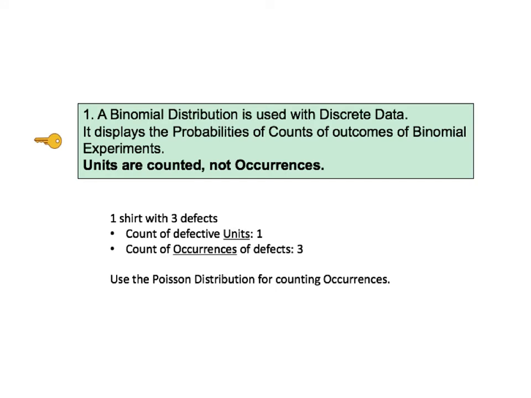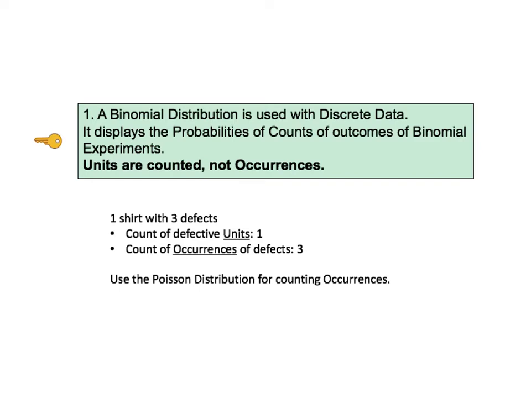KTU number 1 goes on to say, it displays the probability of counts of outcomes of binomial experiments. And finally, KTU number 1 says that units are counted, not occurrences. If we want to count occurrences, we would use the Poisson distribution instead. The binomial distribution is used for counts of units, such as the number of shirts manufactured that have defects. Units are different from occurrences. If a shirt, which is the unit, has 3 defects, we would add only 1 to the count of defective units, defective shirts, and we would use the binomial distribution.